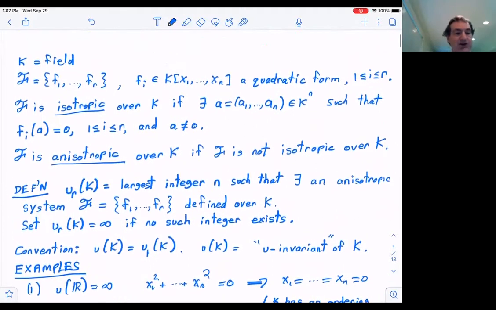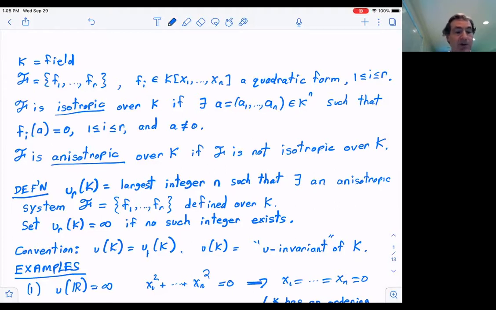First we have a convention that U of K stands for U sub 1 of K. This is the classical U invariant of a field. People in quadratic form theory study the U invariant. That is, if I have one quadratic form, how many variables do I need to guarantee that this quadratic form has a non-trivial 0 over the field? So the U invariant, in a sense, is the main motivation, maybe for historical reasons. It's always interesting to know when you can find a non-trivial 0 of a quadratic form.